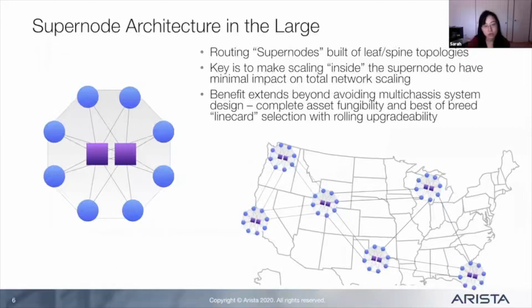So in the large, we can build the internet using supernodes. The picture on the right-hand side shows a 6-node internet. Every node is actually a supernode consisting of 2 spines and 8 leaves, so a total of 60 nodes. If we scale up to some production number, then the IGP scale may be a problem.